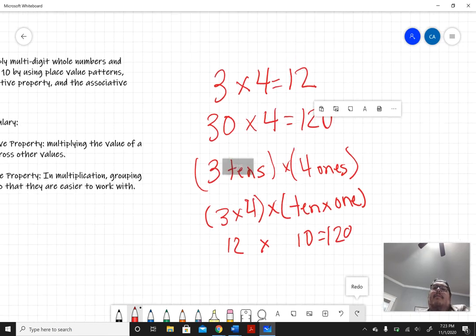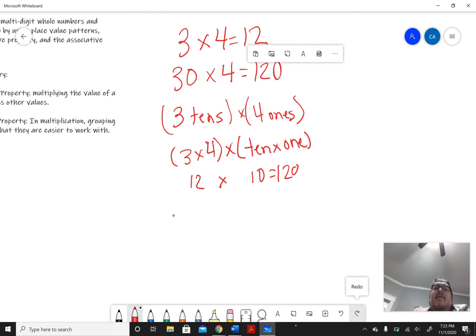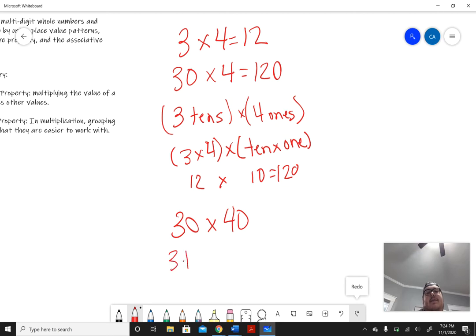Now, what happens if we have multi-digit times multi-digit? Well, again, some of us might be able to use our knowledge of place value, but today we're practicing the associative property. So let's break this down. 30 is the same thing as 3 tens times 40, which is the same thing as 4 tens.